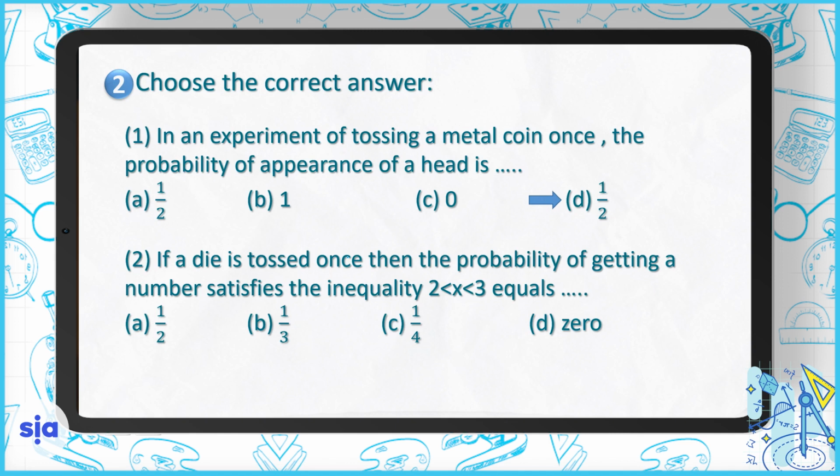Question 2, if a die is tossed once, then the probability of getting a number satisfying the inequality greater than 2 and less than 3 is what? We cannot have a decimal number on a die, so we cannot find a number that is more than 2 and less than 3, so in this case the probability here is 0.